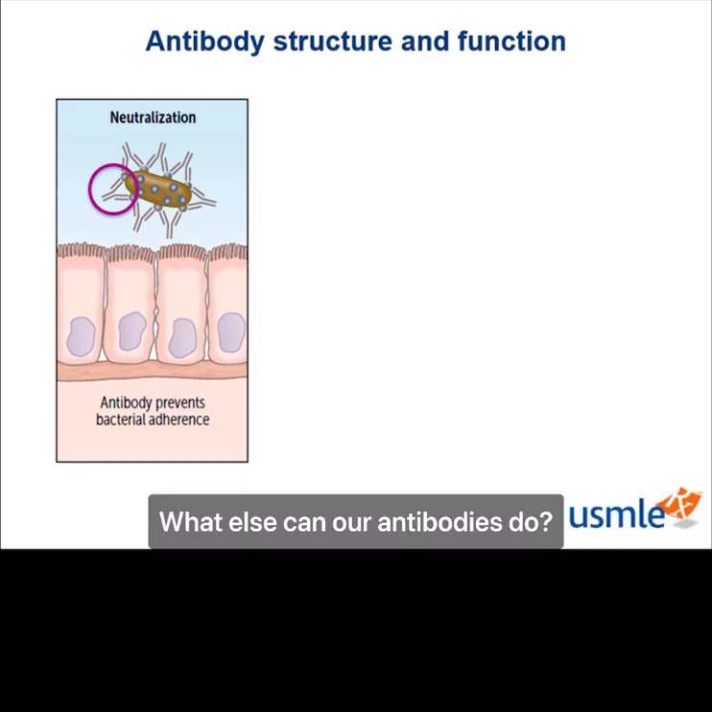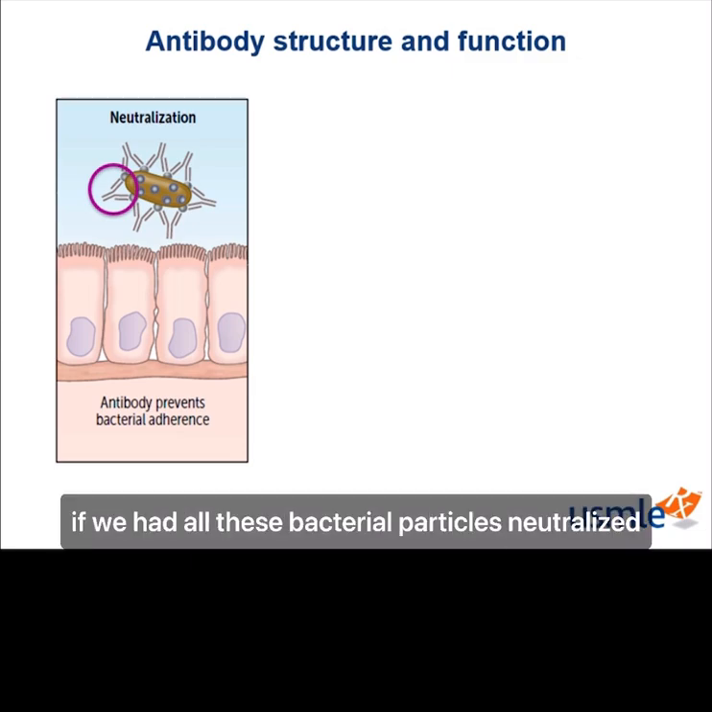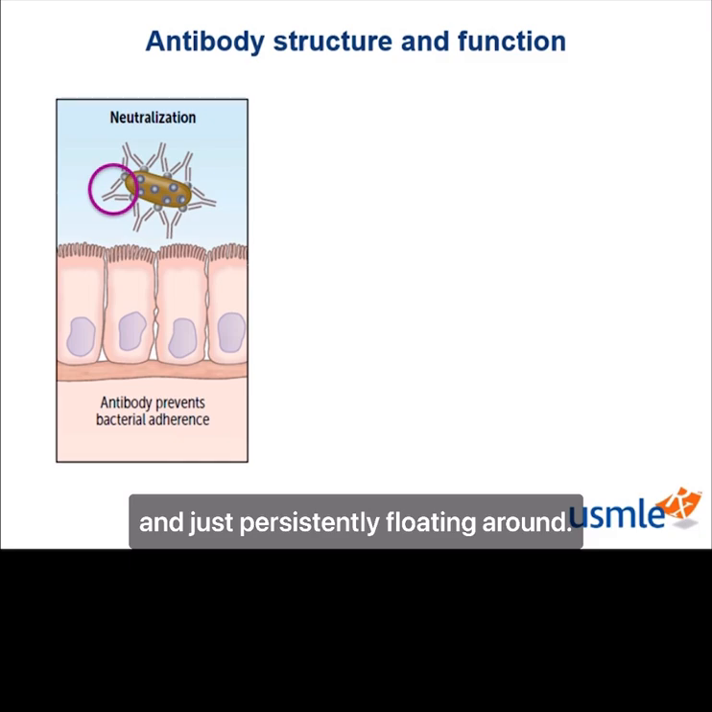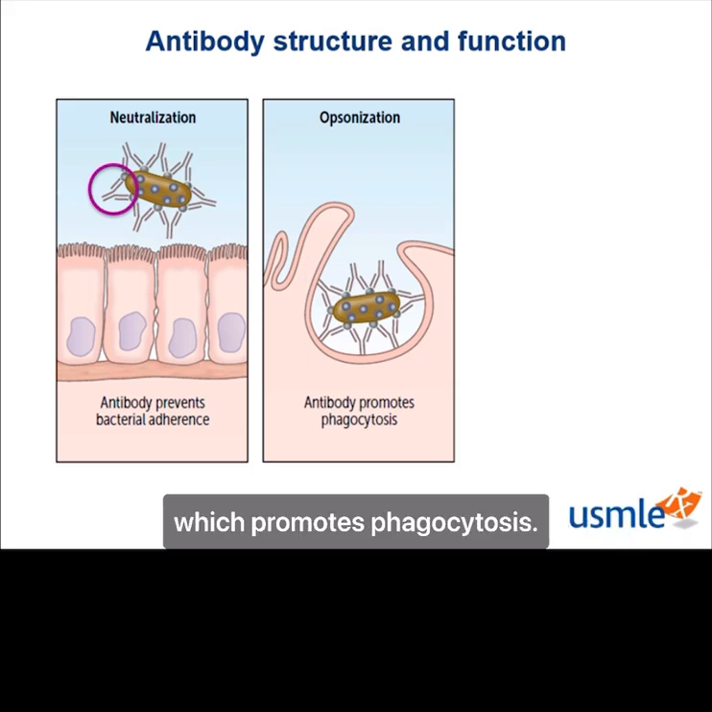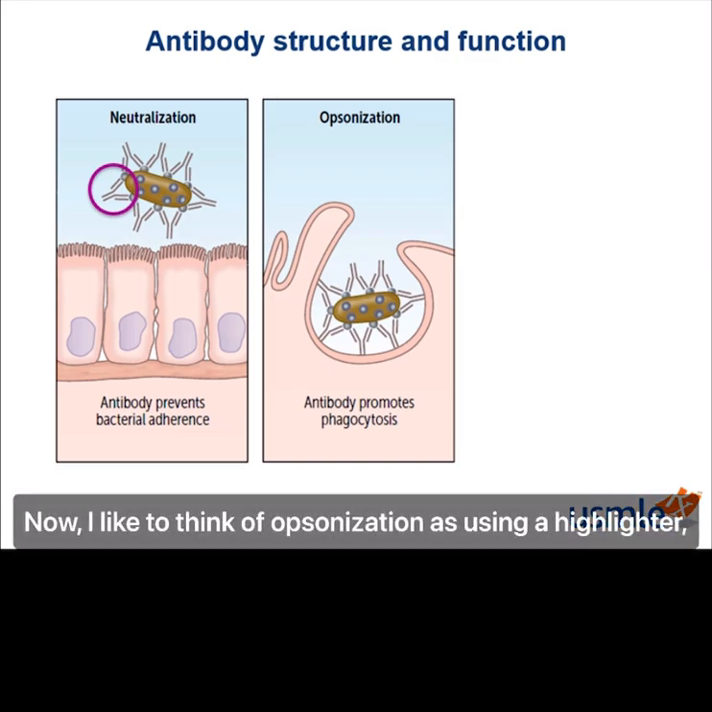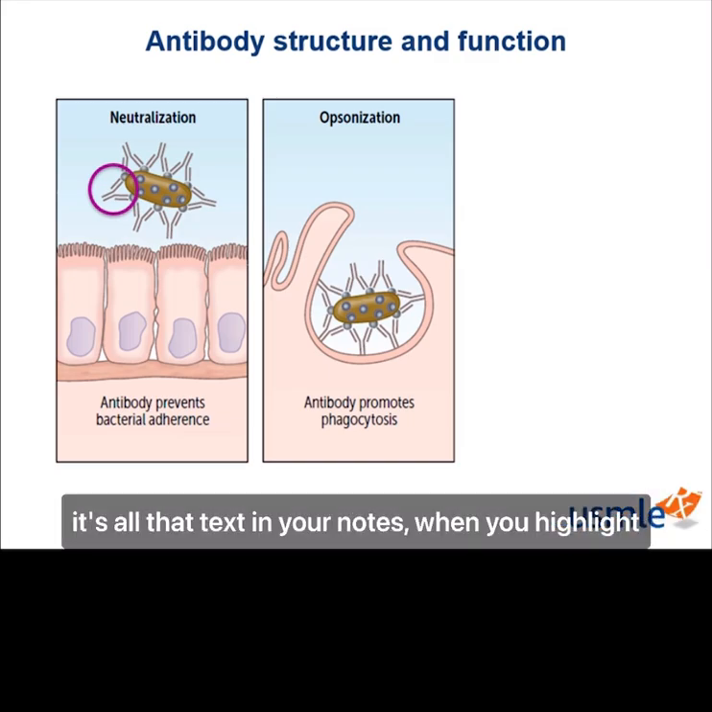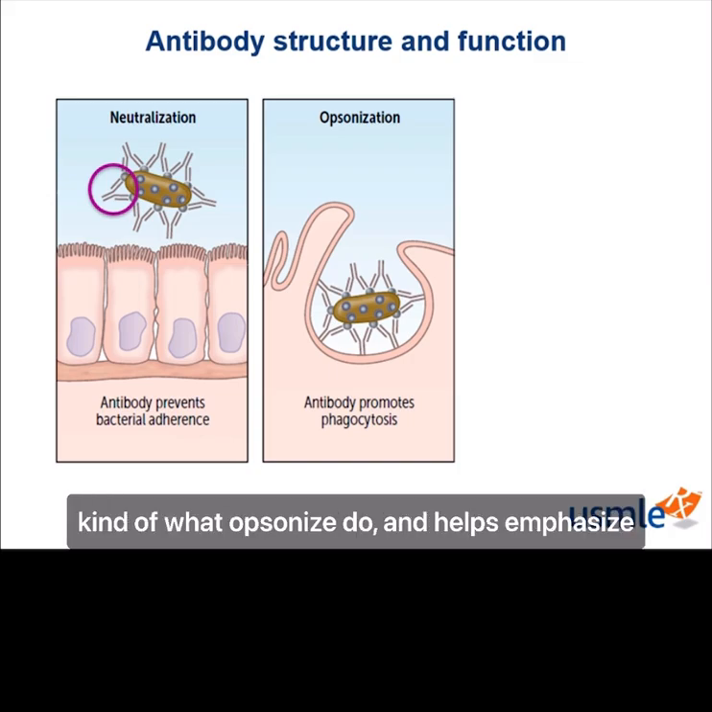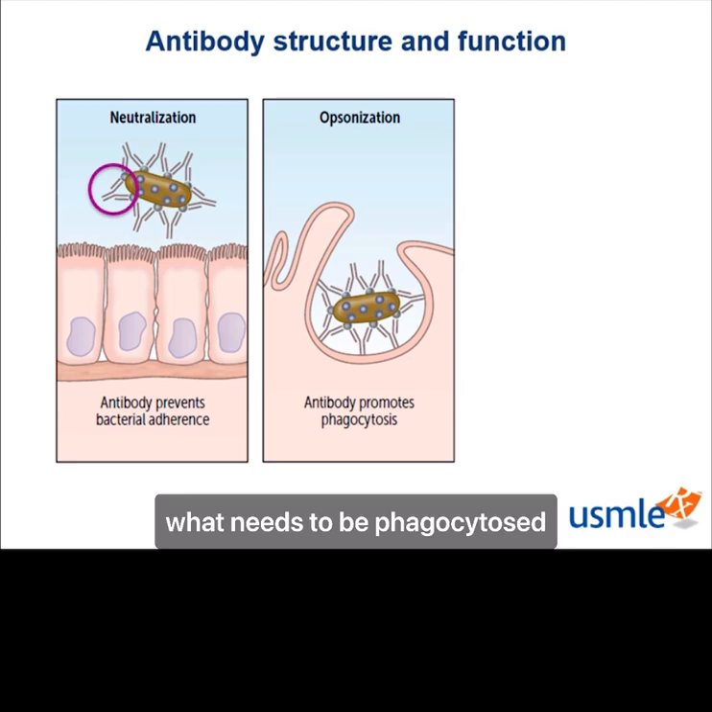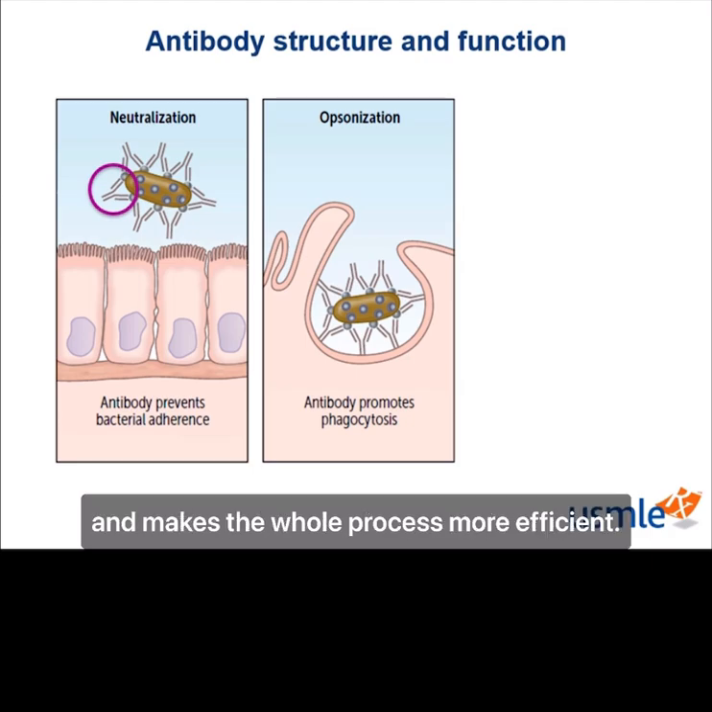What else can our antibodies do? Well, it wouldn't be helpful if we had all these bacterial particles neutralized and just persistently floating around. So our antibodies also help with opsonization, which promotes phagocytosis. Now, I like to think of opsonization as using a highlighter. Amidst all that text in your notes, when you highlight just one thing on the page, it stands out. It's kind of what opsonins do. It helps emphasize what needs to be phagocytosed and makes the whole process more efficient.